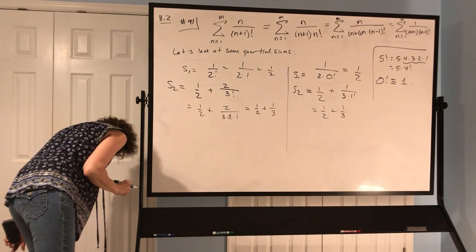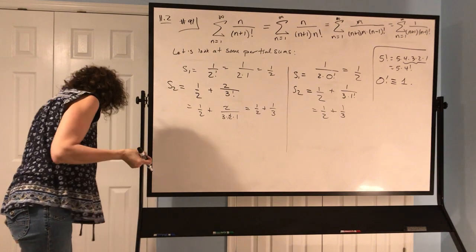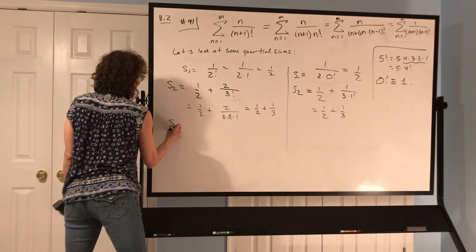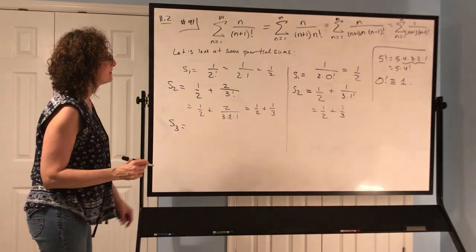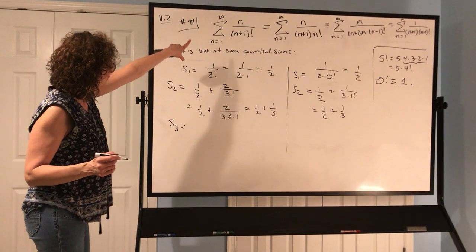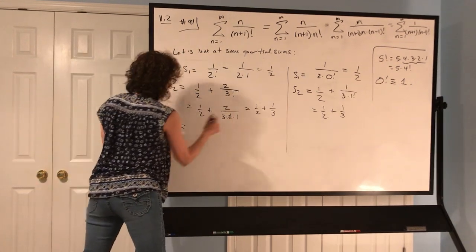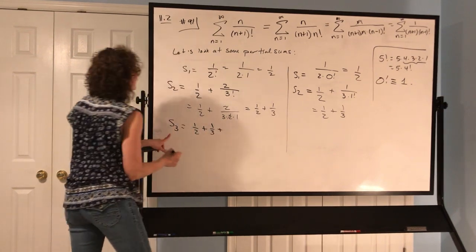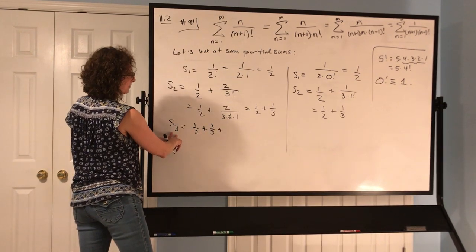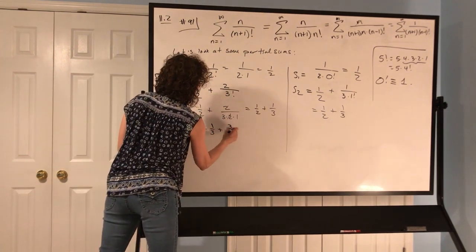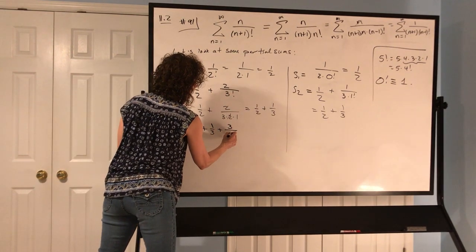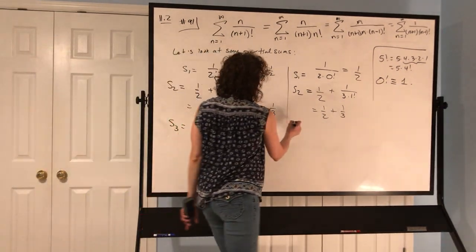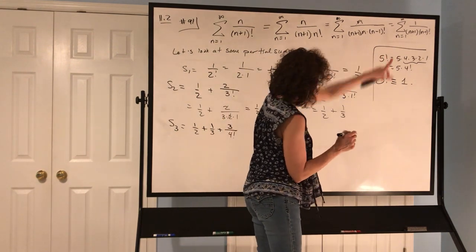Let's see. Let's do one more, and then I'll let you have more fun with this. So let's do S3 this way. If we go with this formula right here, S3 is the previous sum plus the term when n is 3. So the term when n is 3 would be 3 over 3 plus 1, which is 4 factorial, right? If we do it over here and use that formula, what is S3?